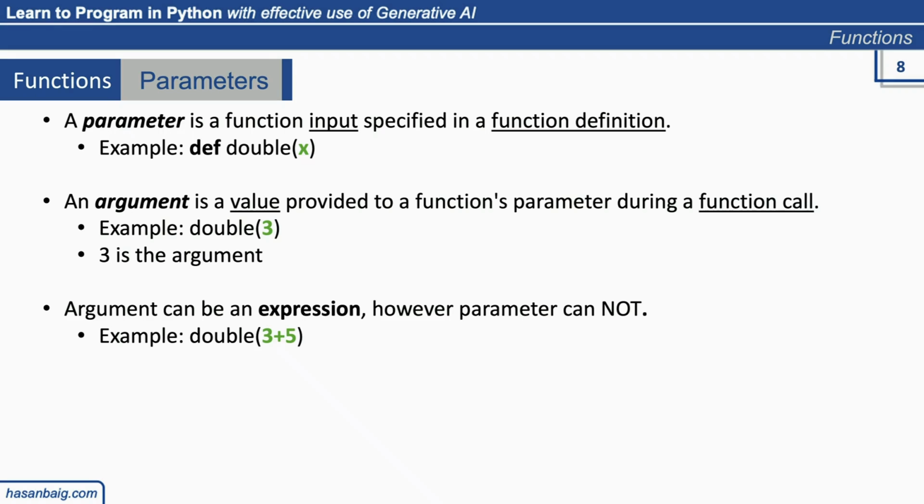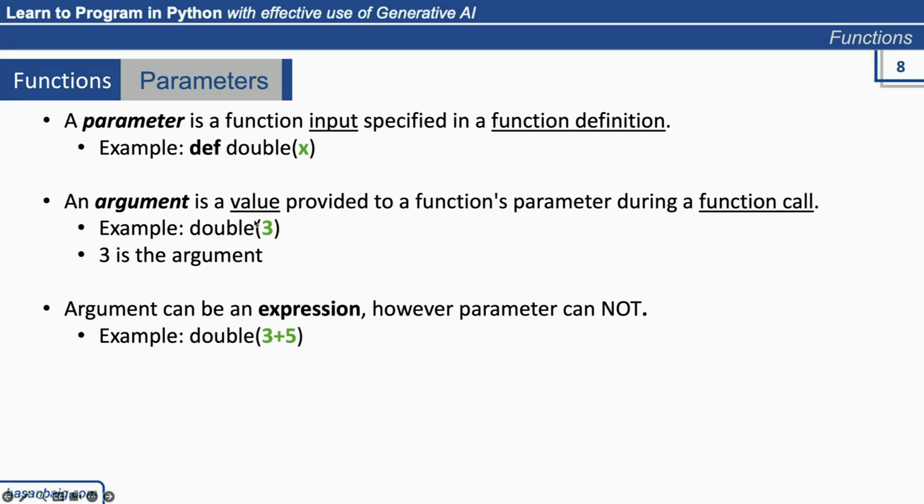So a parameter is a function input when we define the function. When you are creating a function using the keyword def, double is the name of the function, and whatever you define inside these brackets is referred to as parameters. Here there is only one parameter, which is named x. I can have multiple parameters separated by commas: x, y, z, or whatever. I can give a meaningful name, like a name of a person, separated by underscores.